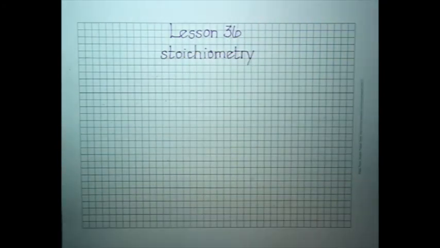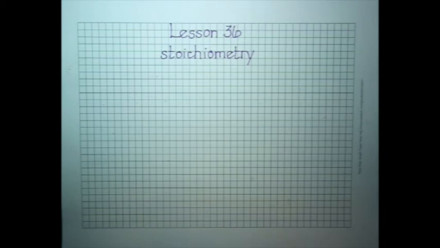Alright, stoichiometry. Stoichiometry is when we are predicting amounts. Maybe we know how much of one of the reactants we have and we wonder how much product we can make. Or we know how much product we've got to have and we wonder how much reactant it's going to take to get it. So either way, we know one amount and we're going to calculate another amount.